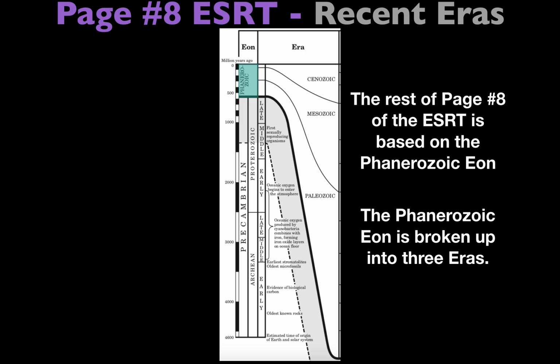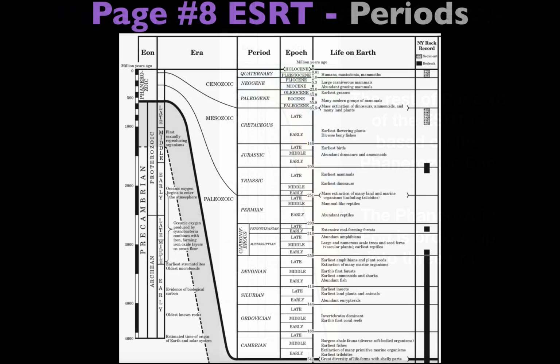So the Phanerozoic eon is broken up into 3 eras, and these are our recent eras. We have the Paleozoic, the Mesozoic, and the Cenozoic, all color-coded to show that they all come from that Phanerozoic eon. So now let's look at the rest of page 8 all together.